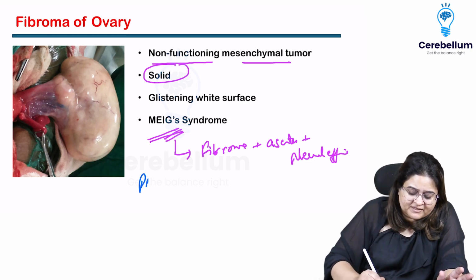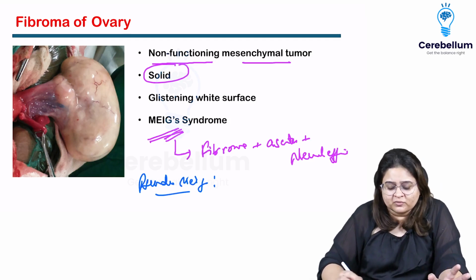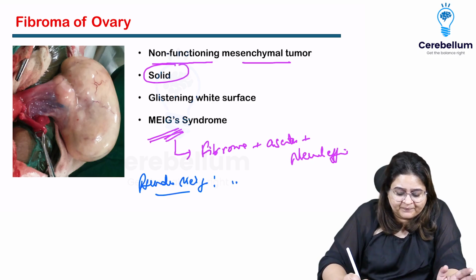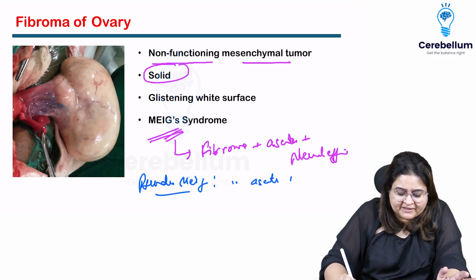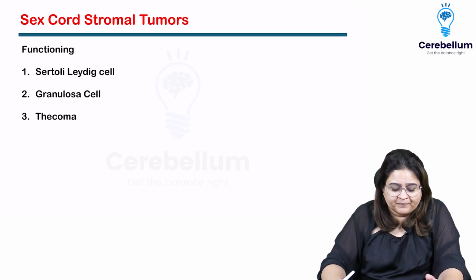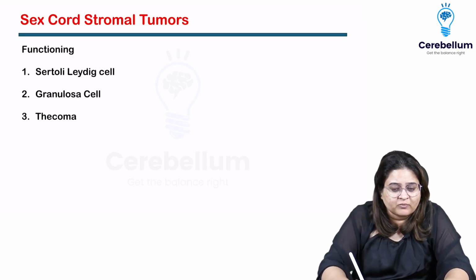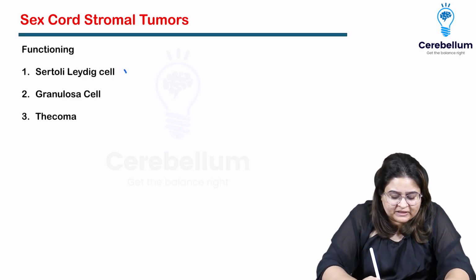What is pseudo-Meigs syndrome? Pseudo-Meigs is when any other pelvic tumor, uterine or ovarian, any other tumor causing ascites, presenting with ascites plus pleural effusion is called as a pseudo-Meigs syndrome. Then you have the sex cord stromal tumors. Now, these could be benign or malignant. They could be the Sertoli-Leydig cell tumors.